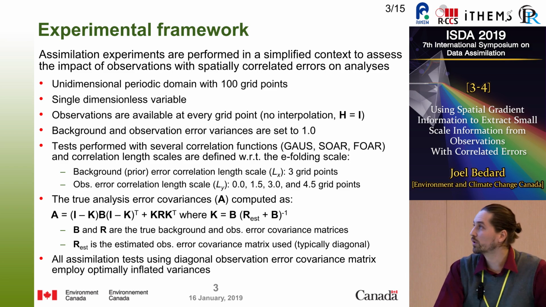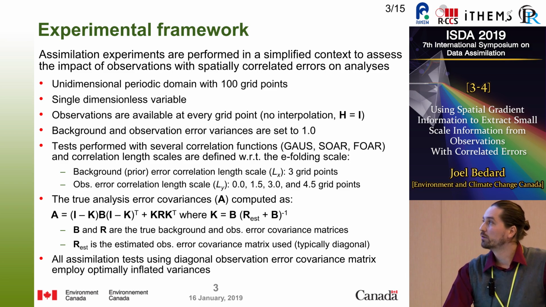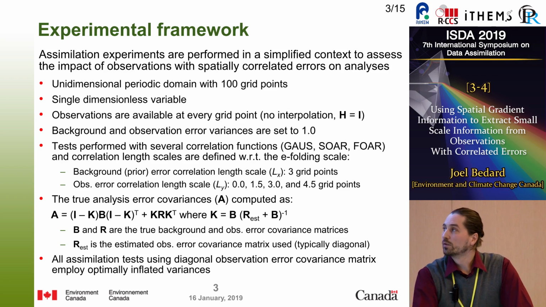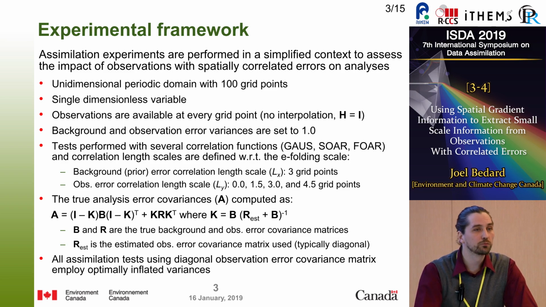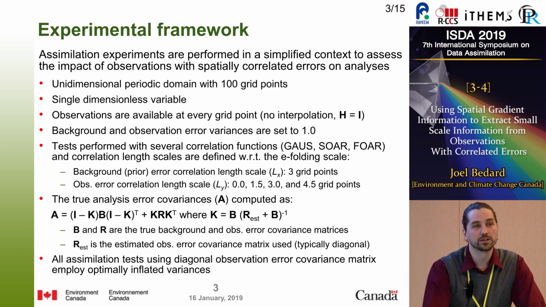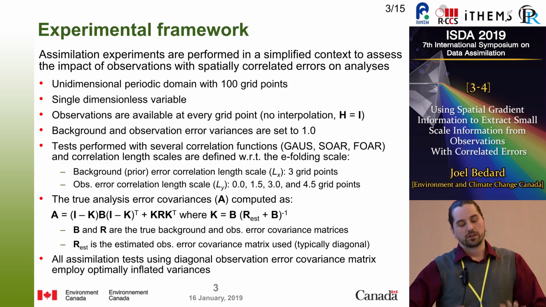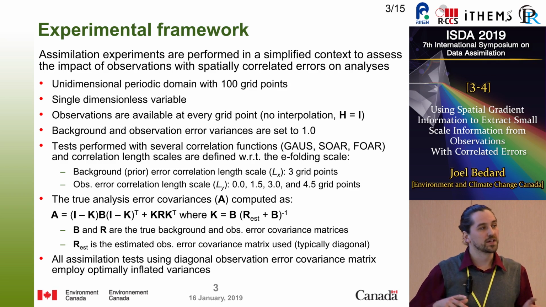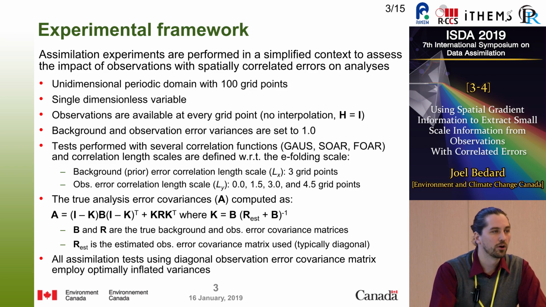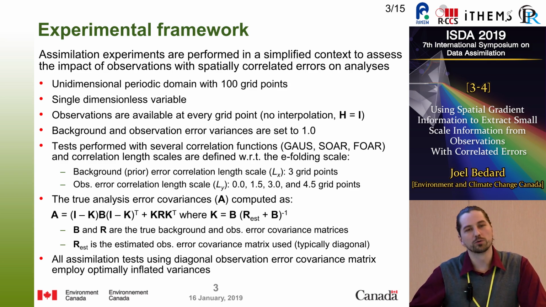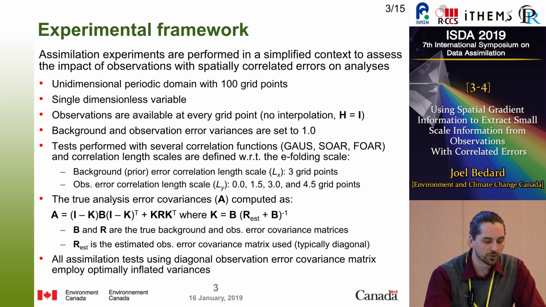So basically, it's pretty simple. It's a unidimensional periodic domain with a single dimensionless variable. The observations are available at every grid point, which makes sense because satellite radiance resolution ranges from kilometric scale to about 40, 50, 60 kilometers, which is about the range we use for atmospheric models. Like in Canada, we have 2.5 kilometers for our LAM, and our global was at 25. We're going towards 15 kilometers. So the scales are rather similar.